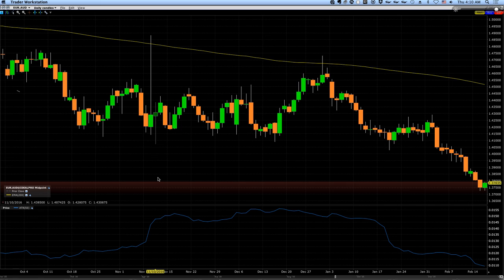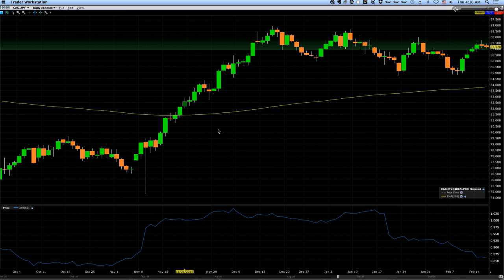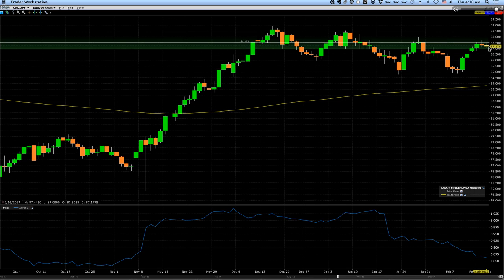Another trade I currently have is CAD yen. Again, we are at this very obvious resistance area, so of course we are going to have a little bit of a pullback. Not a strong enough reason for me to get out.